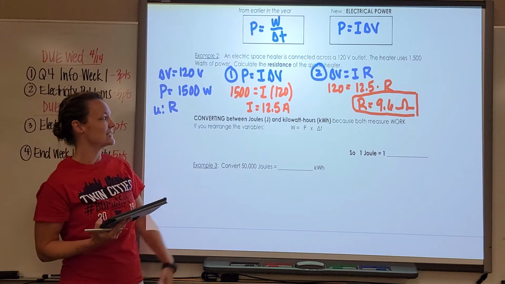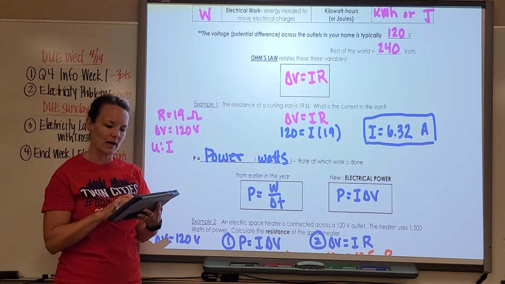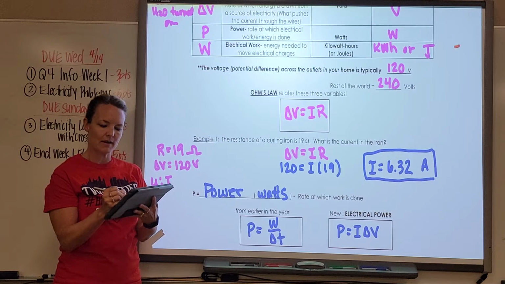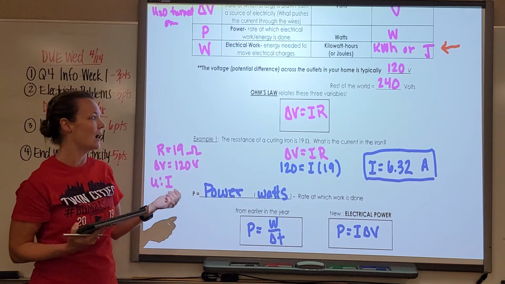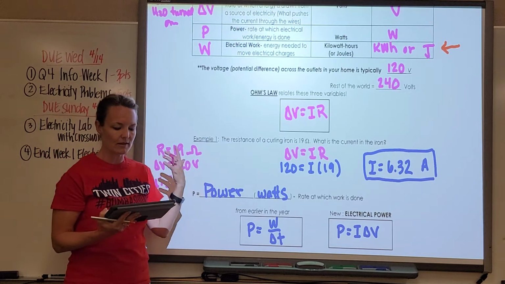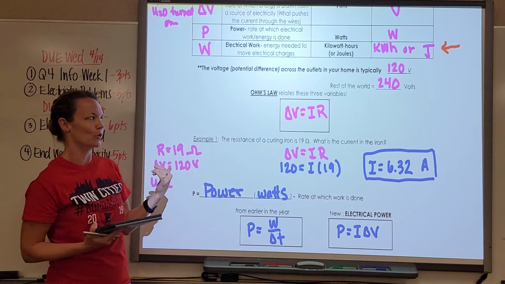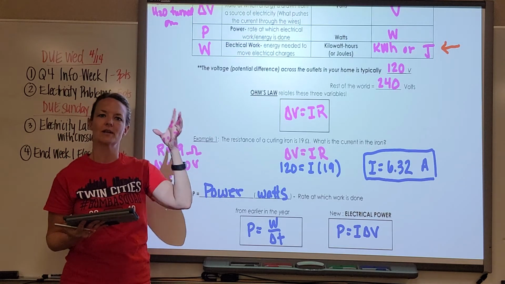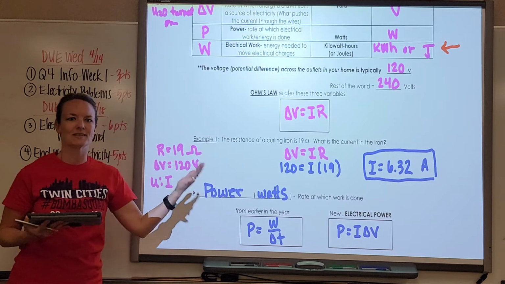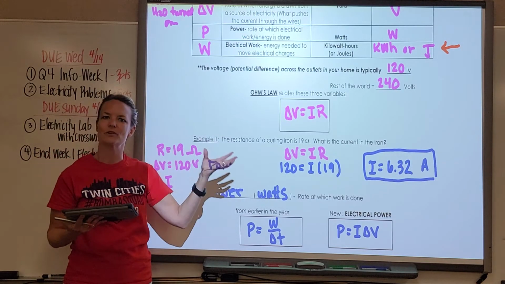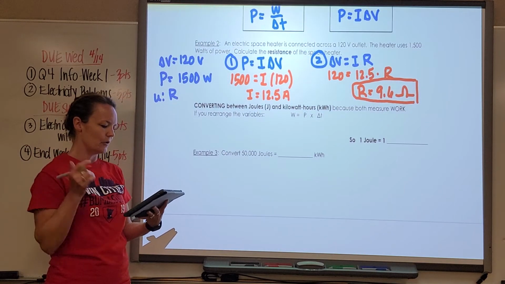Finally, last piece, converting between joules and kilowatt hours. So if you look up here, a quick reminder, kilowatt hours and joules, they are both units of energy, or of electrical work. Okay, so they're both units of work. We have to be able to go between one and the other. Think of like meters and feet, or hours and seconds. We have to be able to convert between one unit to another. All right, so that's what we're gonna do.